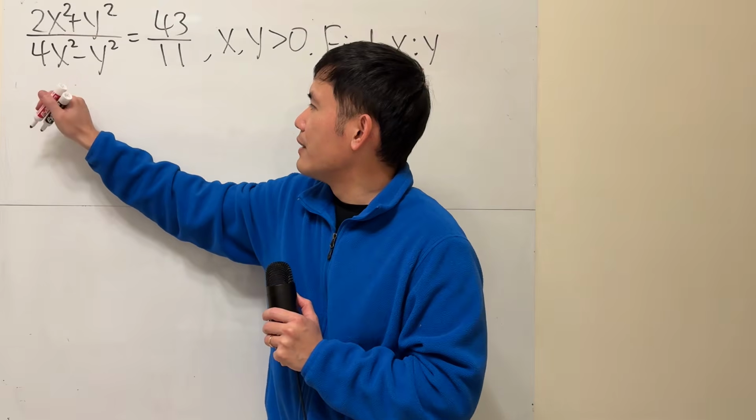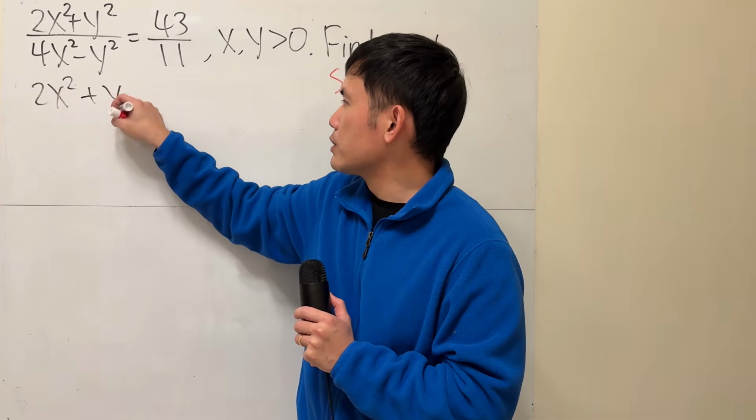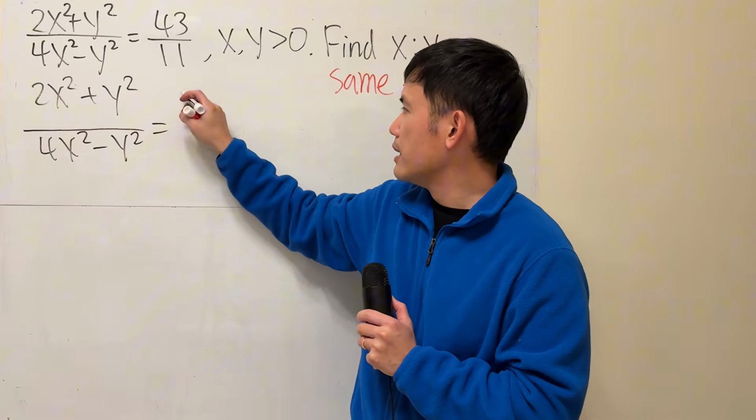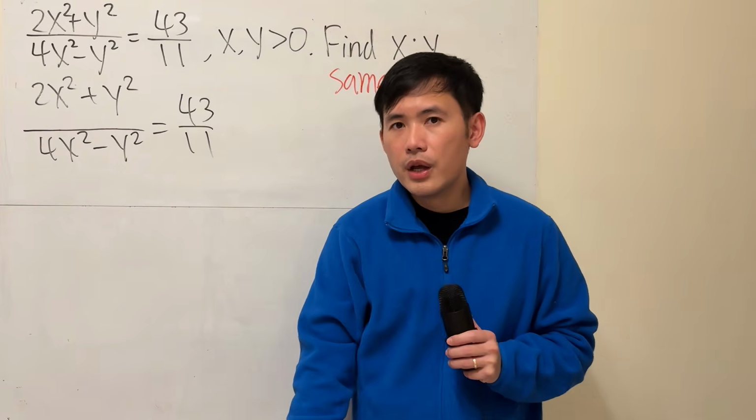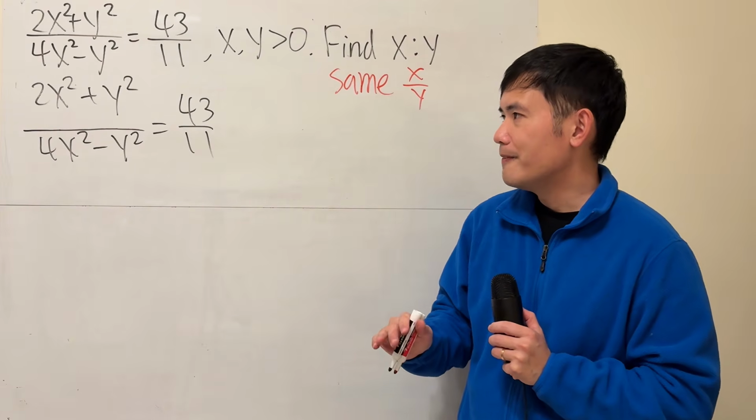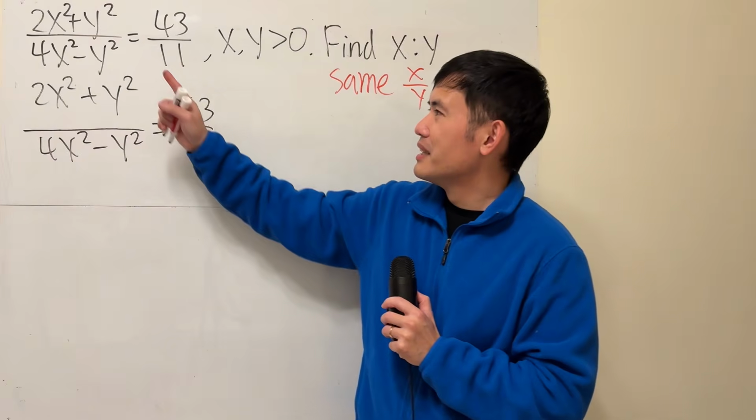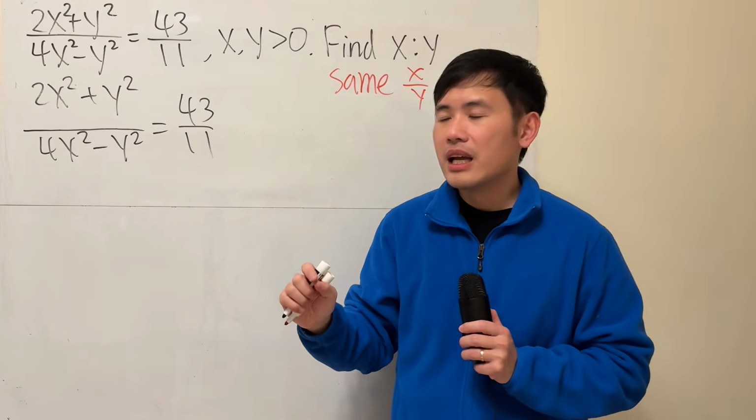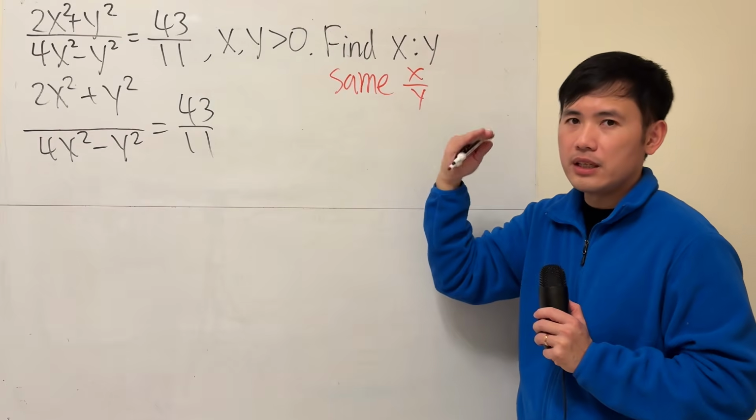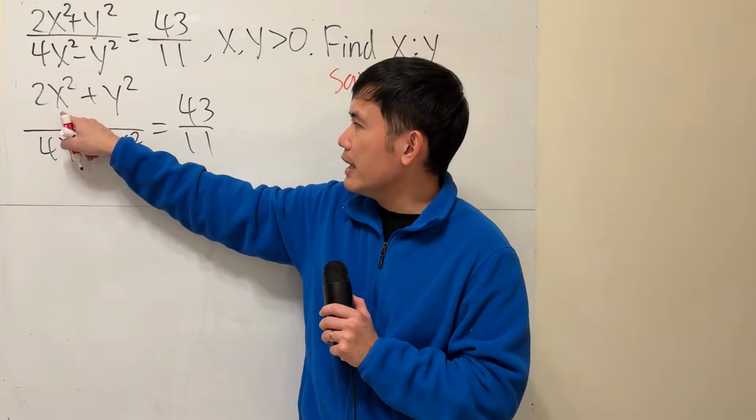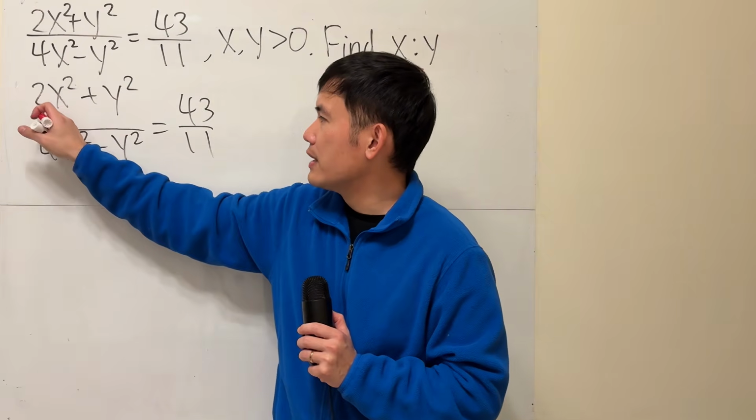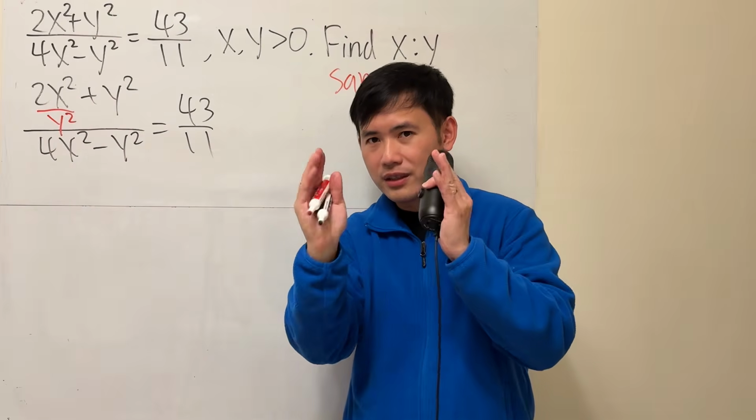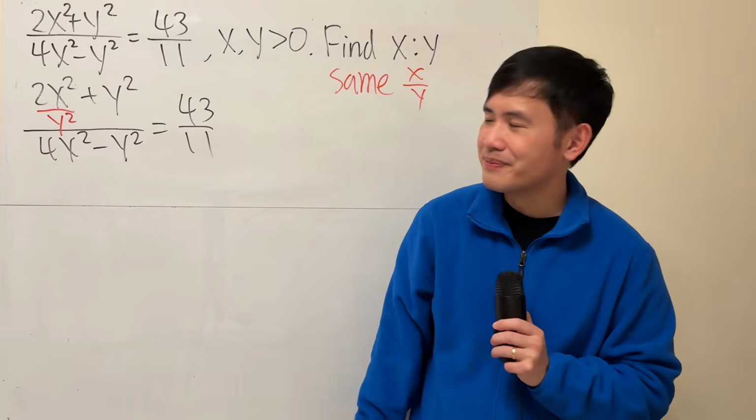On the left-hand side, we have 2x squared plus y squared, and on the bottom, I'm going to leave a space, and then 43 over 11. This question is achievable fairly nicely because the powers of x and y are all 2. Remember, we're trying to produce the quantity x over y. Here we have x squared, so wouldn't it be nice if I divide this by y squared? Because this way we can look at this as a quantity, x over y, and then squared.